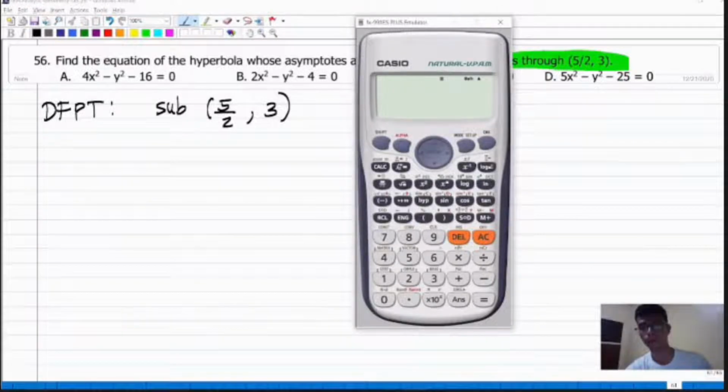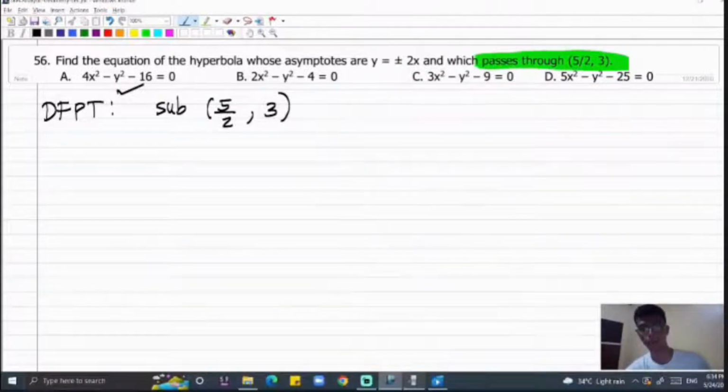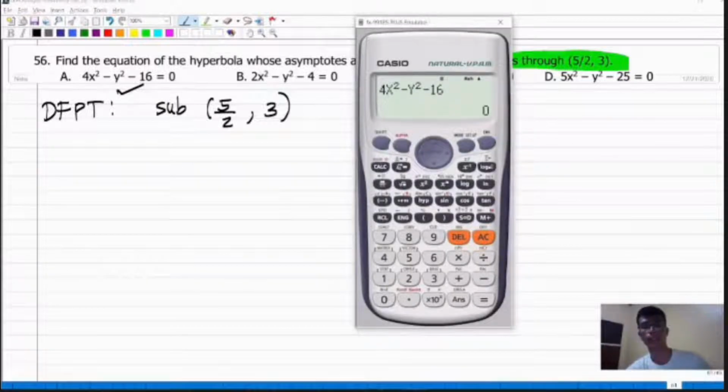So, 4 alpha x squared minus alpha y squared minus 16. Calculate 5 over 2 for x and 3 for y. This is equal to 0. So, tama si letter A. I-prove natin na mali B, C, and D.